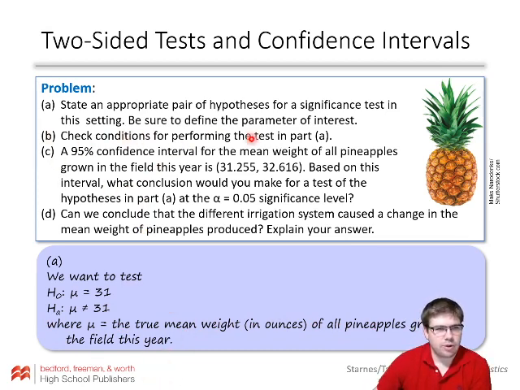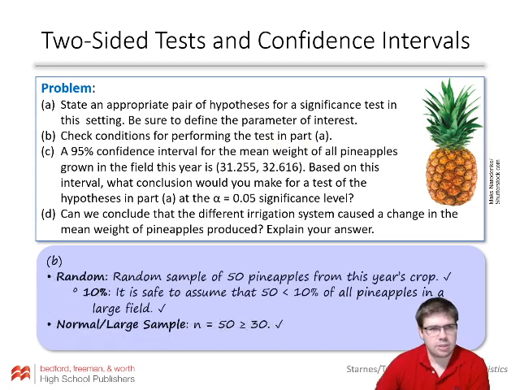Part B, check the conditions for performing the test in Part A. The name would be a one-sample t-test. The conditions: random sample, 10%. Their sample is less than 10% of all the pineapples. And then normal/large counts, we're good. 50 is greater than 30, so that's nice when that's the condition.